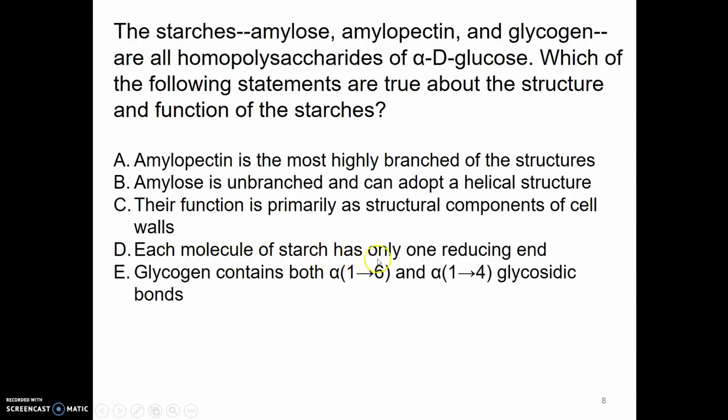Each molecule of starch has only one reducing end. So this is false, because your amylose has one reducing end. Your amylopectin, however, has many. And that's why amylopectin is so useful in getting energy from first. Glycogen contains both alpha-1,6 and alpha-1,4 glycosidic bonds. This is true because you have the branching from the alpha-1,6 and you have the straight chain form from the alpha-1,4.